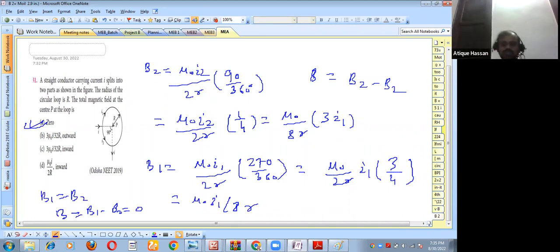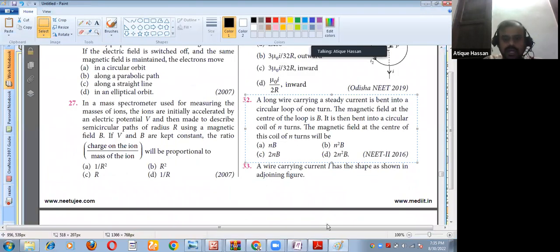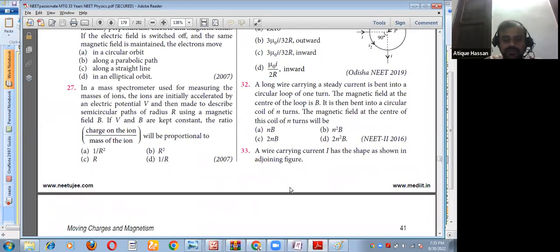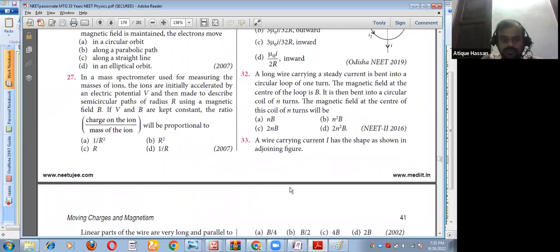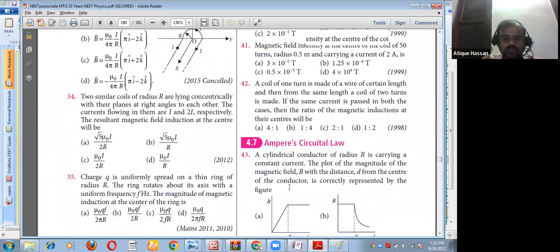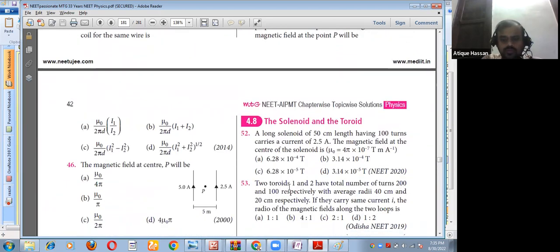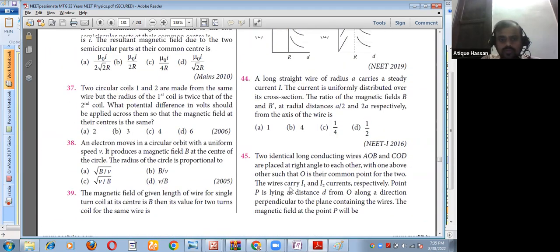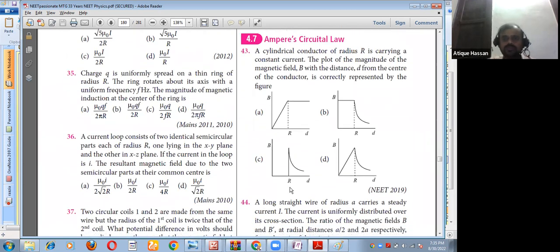That was so much easy. All right. So this is how we should solve questions based on circular wires. I will give you some questions based on these concepts in the assignment.